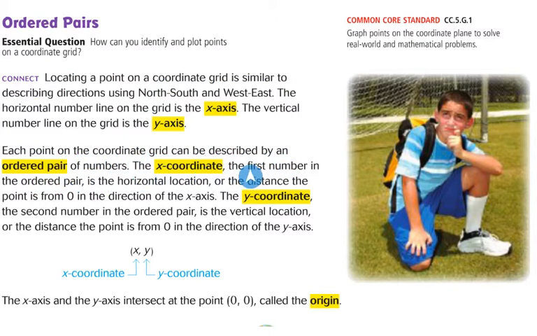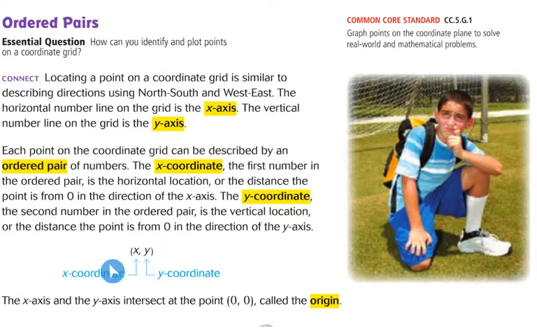The x-coordinate, the first number in the ordered pair, is the horizontal location, or the distance the point is from 0 in the direction of the x-axis. The y-coordinate, the second number in the ordered pair, is the vertical location, or the distance the point is from 0 in the direction of the y-axis.